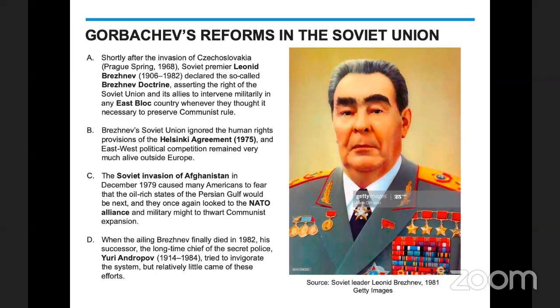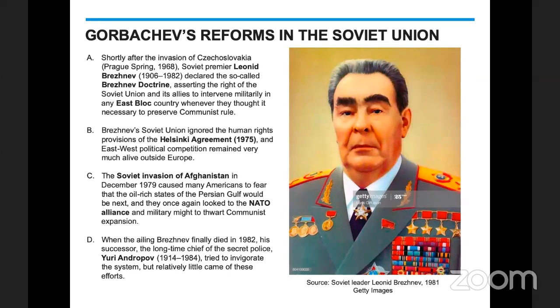This is a painting, I guess, of Brezhnev from 1981. Shortly after the invasion of Czechoslovakia, an event known as Prague Spring that we're not going to go into detail with, Soviet Premier Leonid Brezhnev will declare the so-called Brezhnev Doctrine. We have the Truman Doctrine, right, that Harry Truman issued, which basically said we're going to contain communism. But now Brezhnev issues this doctrine saying that it's the right of the Soviet Union and its allies to intervene militarily in any East Bloc country, wherever they thought it necessary to preserve communist rule.